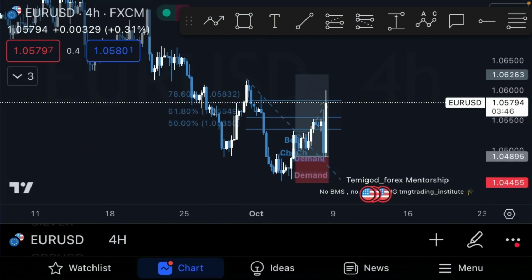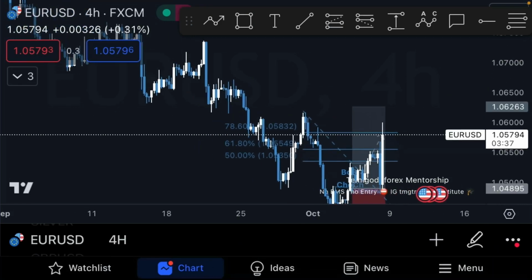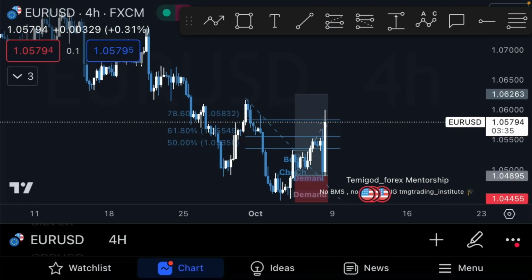Okay, so this is how to take a supply and demand zone, and this is how to use it the appropriate way. So I showed you everything on this chart.